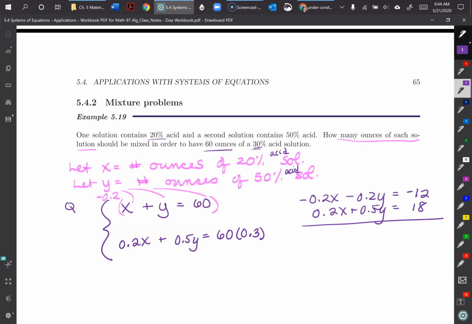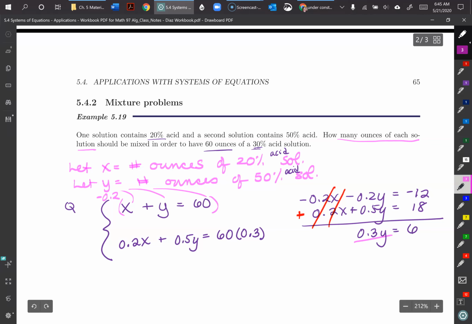All right, so now we're going to add these together, and these cancel out or eliminate, right? The negative 0.2y plus 0.5y gives me 0.3y. Negative 12 plus 18 is going to give me 6. And then I'm going to divide both sides by 0.3. And I end up with y equals 20.